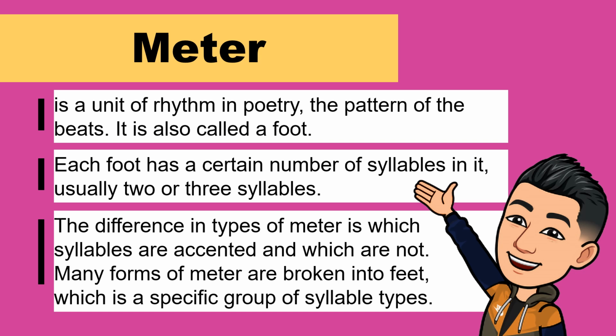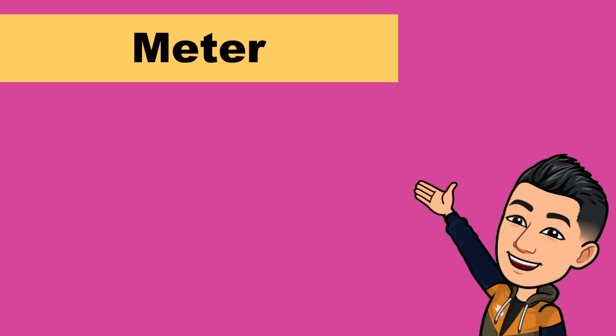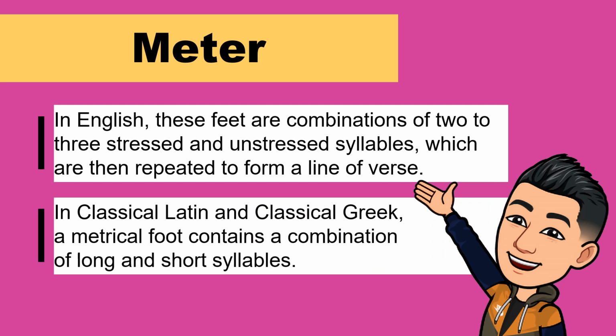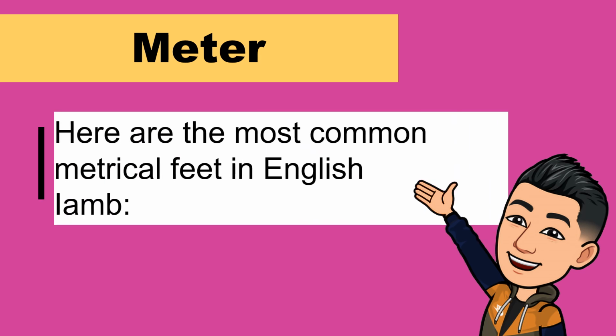The difference in types of meter is which syllables are accented and which are not. Many forms of meter are broken into feet, which is a specific group of syllable types. In English, these feet are combinations of 2 to 3 stressed and unstressed syllables, which are then repeated to form a line of verse. In Classical Latin and Classical Greek, a metrical foot contains a combination of long and short syllables. Here are the most common metrical feet in English.